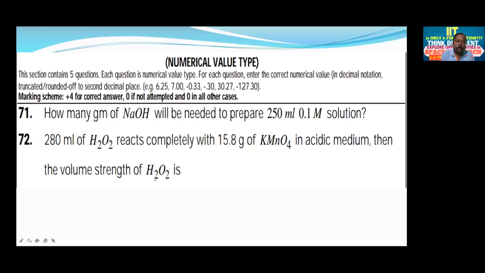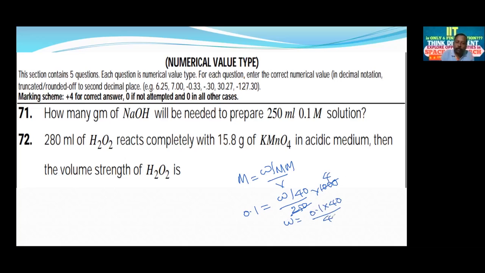Next, how many grams of NaOH will be needed to prepare 0.01 molar solution? Very easy question. Molarity is equal to mass upon molar mass divided by volume. So 0.1, mass we have to find out divided by 40, 250 into 1000. So mass will be 0.1 into 40 divided by 4. 4 and 4 will get cancelled. 1 gram, I think. Answer will be 1 gram.